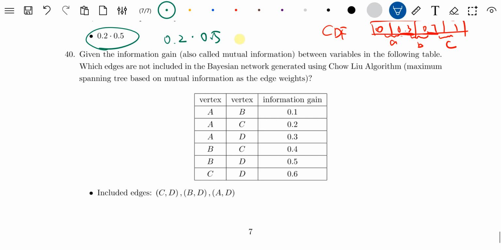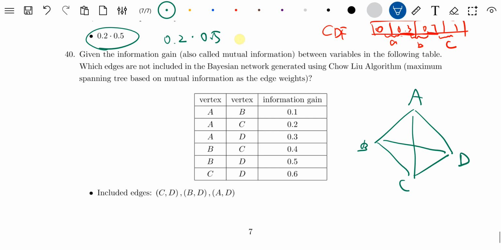Okay, so the last one, you are given the information gain calculations, so you just want to find the maximum spanning tree. So let's say A, B, C, D like this. A and B is 0.1, A and C is 0.2, A and D is 0.3, B and C is 0.4, B and D is 0.5, C and D is 0.6. So you can start with any node or any vertex, and you will get the same tree.